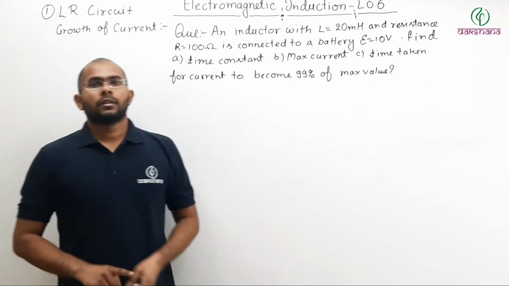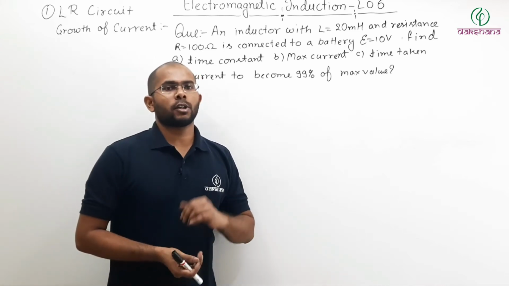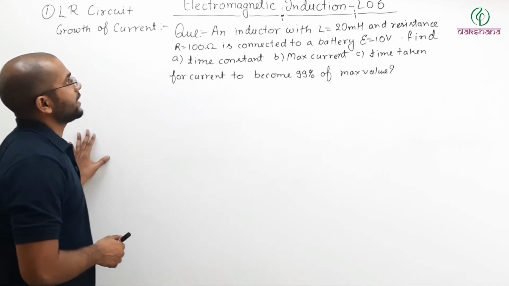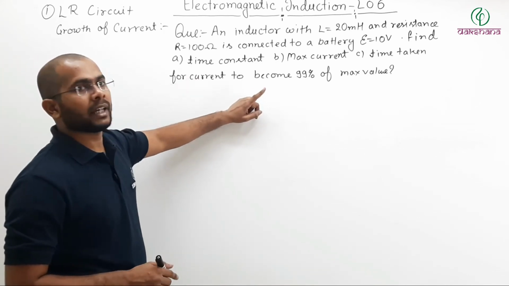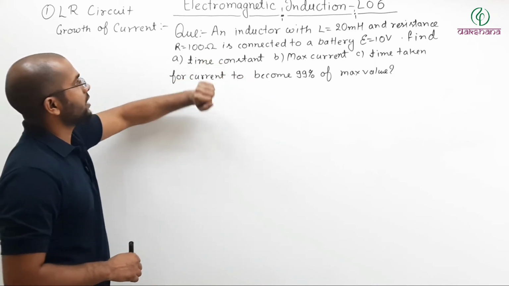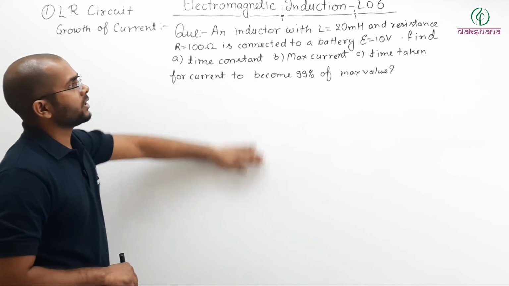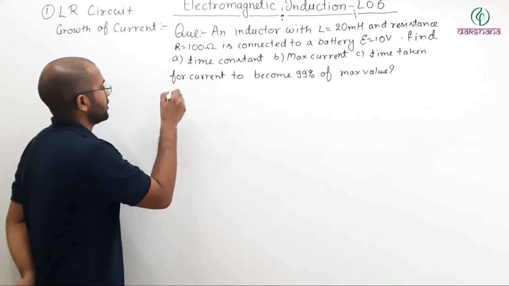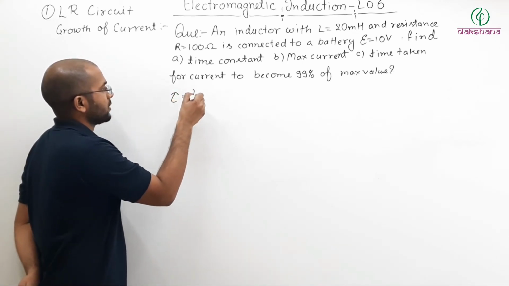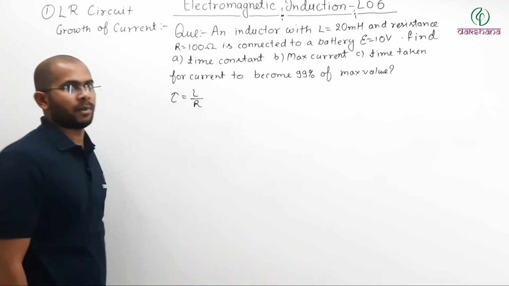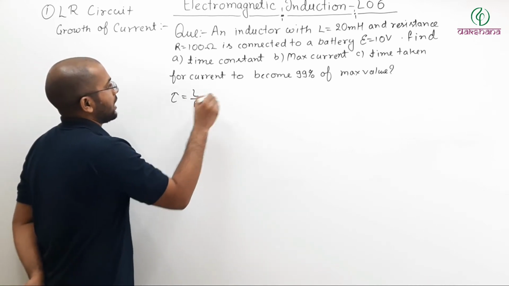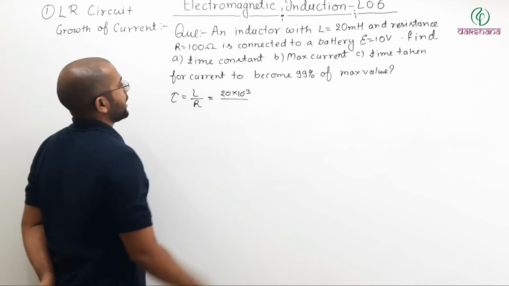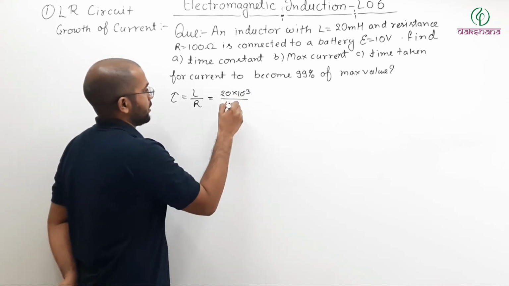then we will solve few questions based on growth of current in an LR circuit. So let us try to solve one very easy question based on growth of current in an LR circuit. Now, here the question is, an inductor with inductance 20 millihenry and resistance R equals 100 ohm is connected to a battery of EMF 10 volt. Find, number 1, time constant. What is time constant? We have already studied time constant is nothing but inductance divided by resistance, L by R. So, L is how much? 20 millihenry, 20 into 10 to the power minus 3 divided by, what is resistance? 100 ohm, 10 to the power 2.